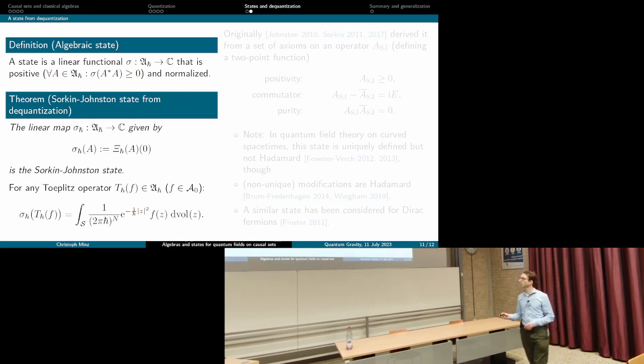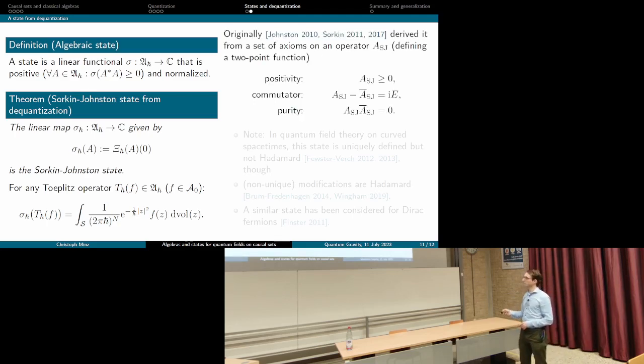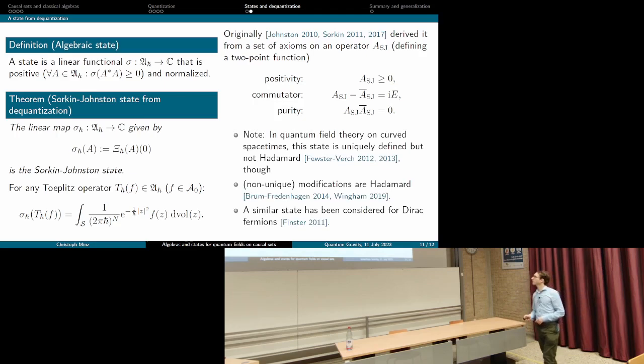So it turns out that the state you can define by dequantizing and then evaluating at the 0 point of your symplectic manifold is then giving you the Sorkin-Johnson state that had been known in causal set theory before, but essentially what we did in this project was find a mathematical way to define the state.